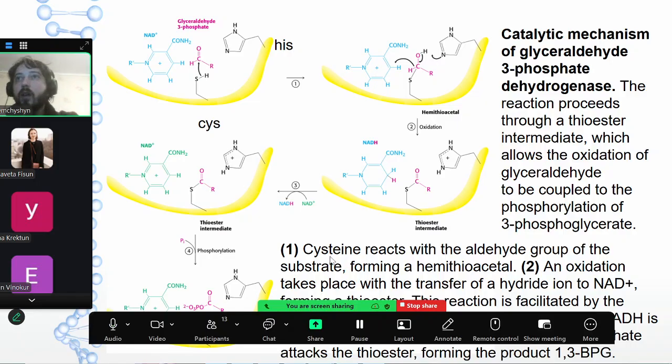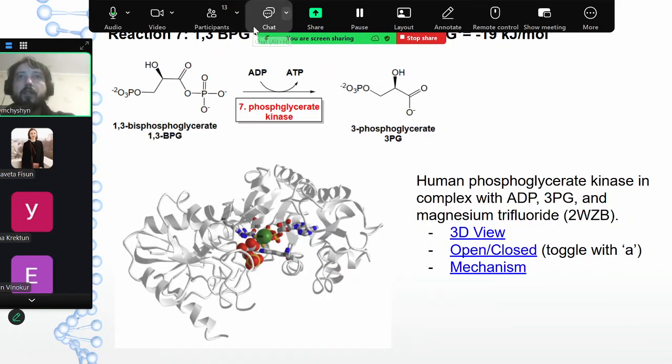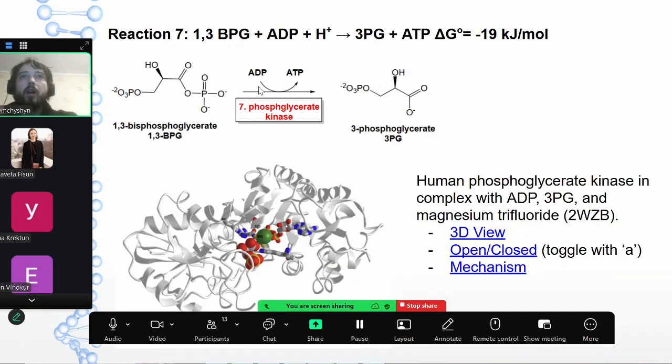So this is sort of an electron carrier molecule, and we will see that when we get to the electron transport chain. So the reaction proceeds through a thioester intermediate, which allows the oxidation of glyceraldehyde 3-phosphate to be coupled to the phosphorylation of 3-phosphoglycerate. And here you see the steps. I will not get through all of them. You get the idea. Good.